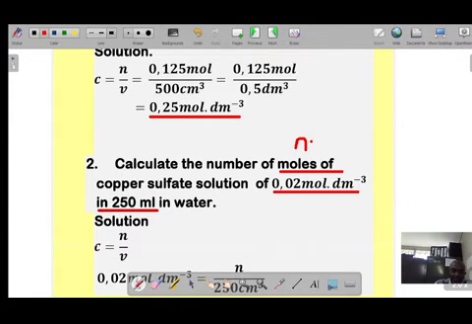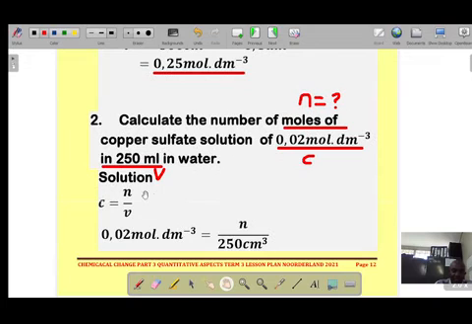They want moles N. Okay. And then they gave us what? They gave us the concentration C. Also gave us the volume V. So you know that C equals N over V, like you see it here, guys. C equals what? C equals N over V.